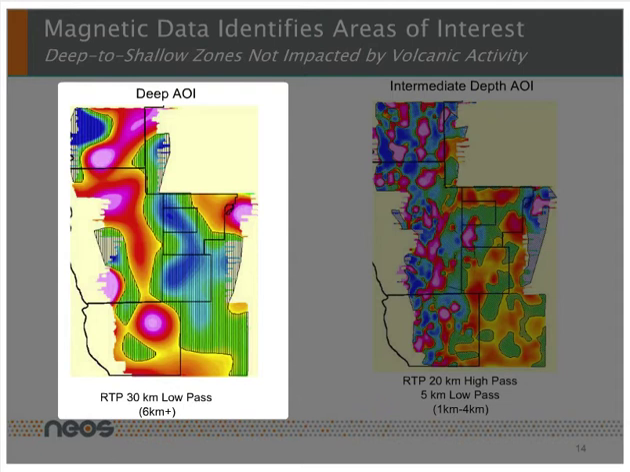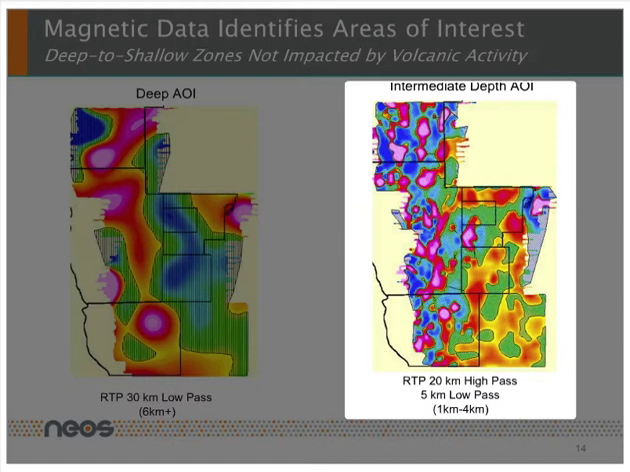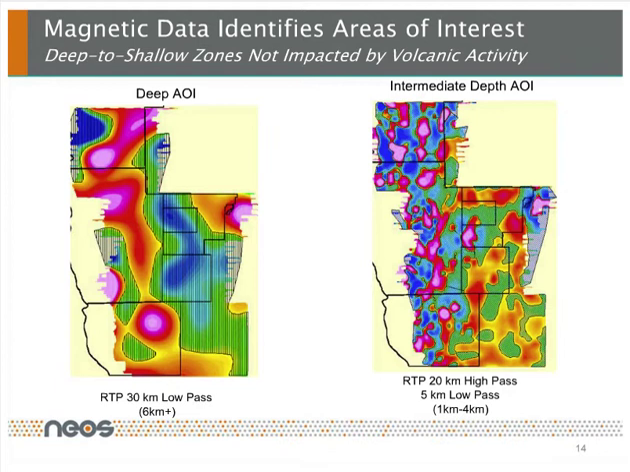The right-hand plate is an intermediate depth range, with the RTP data having had a 20-kilometer high pass and a 5-kilometer low pass set of filters applied, representing the response of a 1-kilometer to 4-kilometer block of data. And what we see here in the annotated hatched areas is a lot of area that is available for exploration with low susceptibility, indicating the probability that within this 1 to 4 kilometer range there are very few intrusives in the areas annotated.